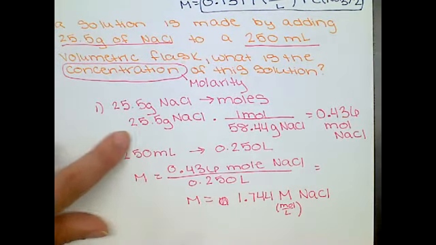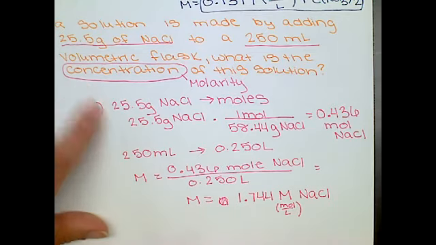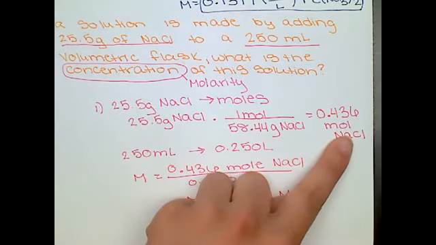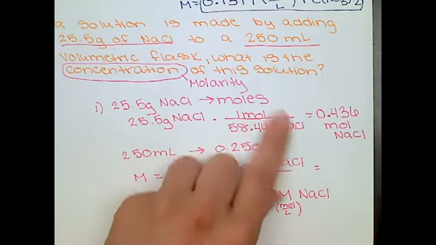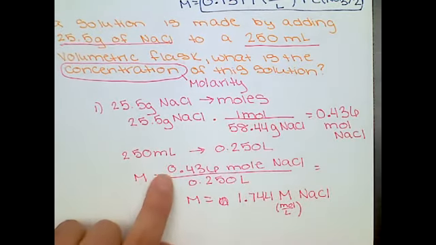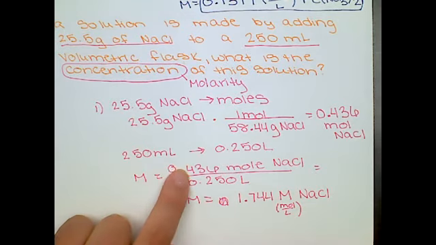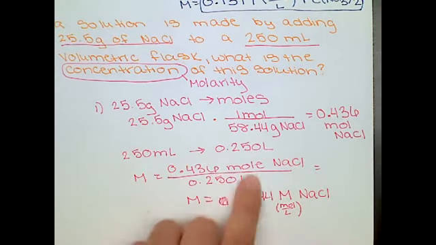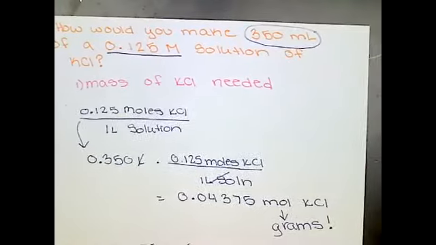And so what we had to do is, in order to find the concentration, we had to convert our grams of sodium chloride into moles of sodium chloride. And we did that using our molar mass. And once we had that, then we could plug it into our molarity equation where we had the moles of our solute over the liters of solution. And then our last one was asking how you would make a solution.